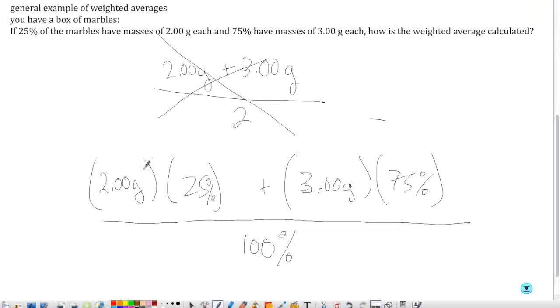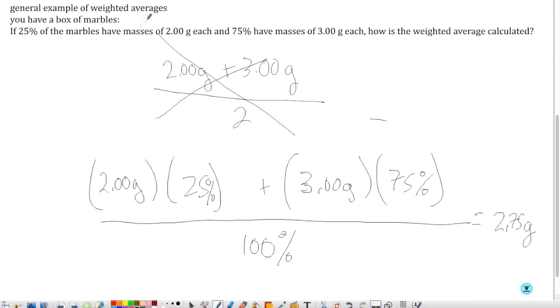So the unit for the product of these two things is going to be grams times percent, and the unit of this is going to be grams times percent. So then when you divide by 100%, the units go away. How great is that, right? Or the percentages go away and you're left with grams. Okay, so when I do this, I get 2.75 grams.